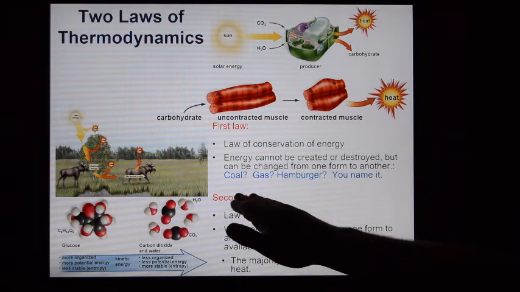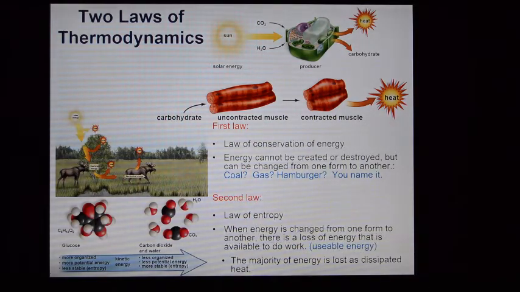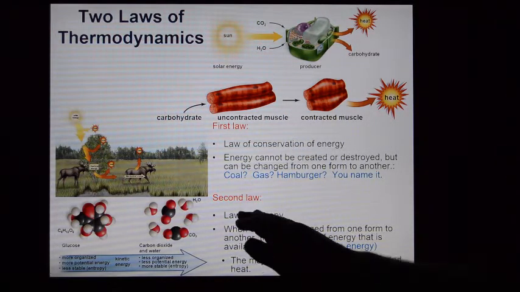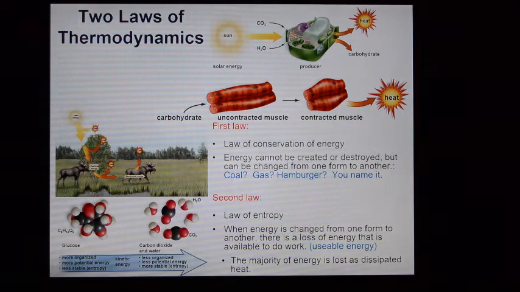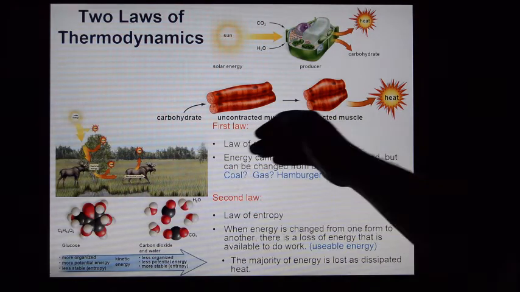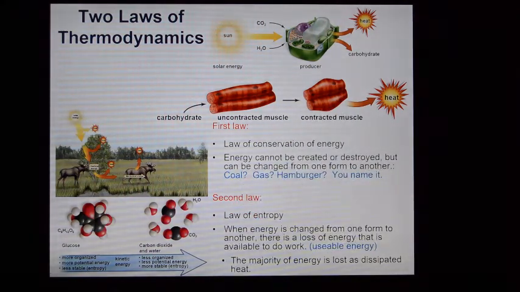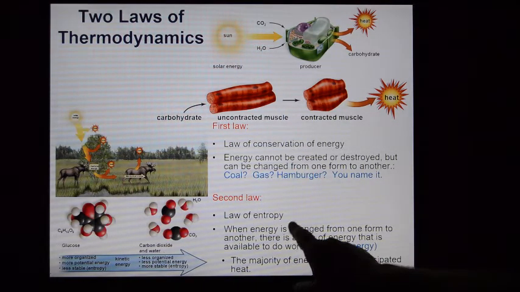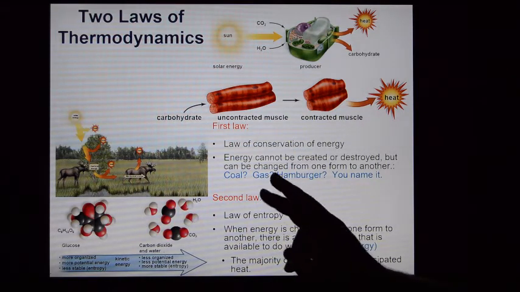And then, of course, it's the second law of thermodynamics which plays a role here. This is the law of entropy. And entropy, quite simplistically, means that as energy changes form, there is a net loss of usable energy. When energy is changed from one form to another, there's a loss of energy that is available to do work, or usable energy.